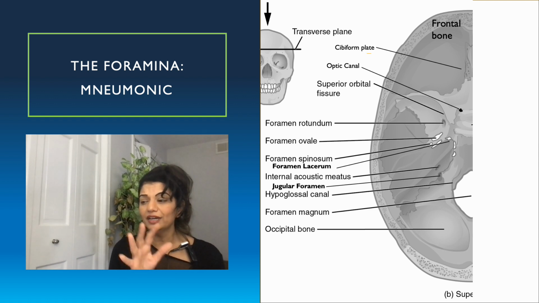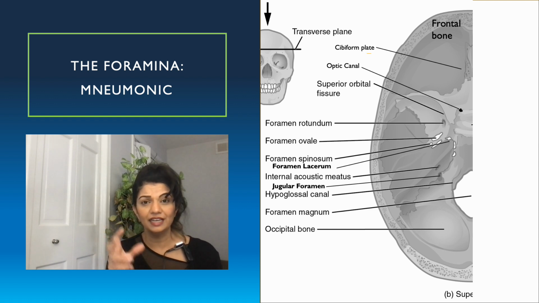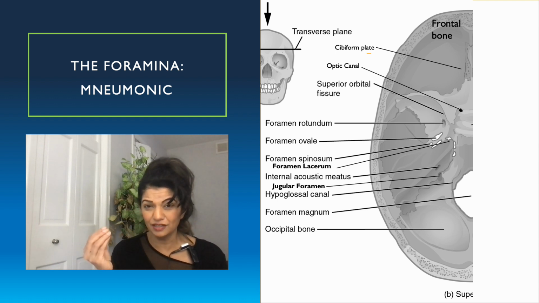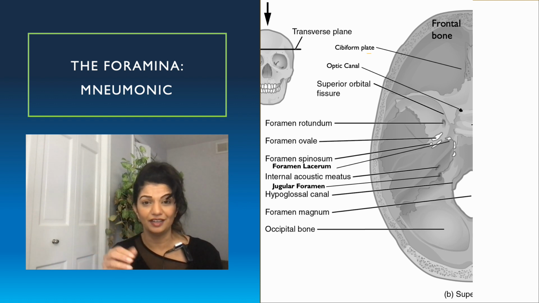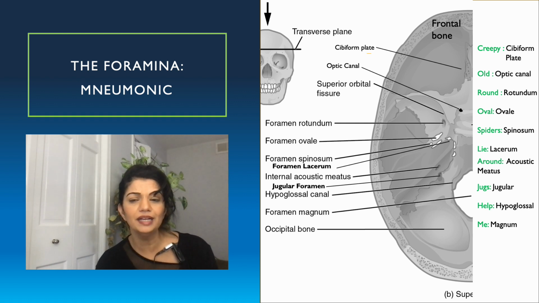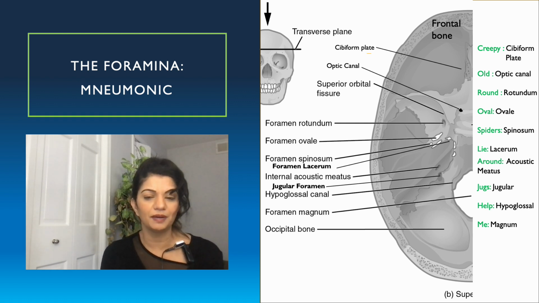Now, the mnemonic is actually for arteries, veins, and nerves that are in the sort of foramina and passageways in the skull. So not every structure that is in this mnemonic is actually a foramen in the sheer sense of it, but it really helps us identify the foramen, and it also helps us identify the location of specific cranial nerves that go through the skull. So let's take a peek. We've got the mnemonic: creepy old round oval spiders lie around jugs, help me.